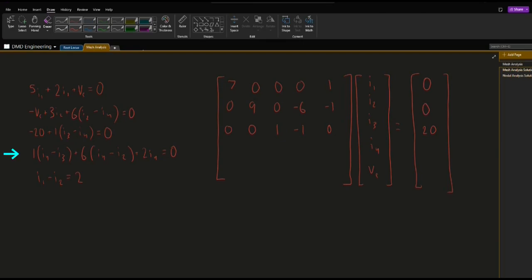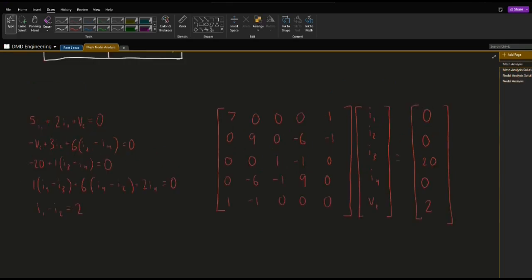Then on to the next equation. I1, looks like we don't have any I1. I2, we have this 6 times negative 1, or negative 6. I3, looks like we just have negative 1. And I4 will have 1 plus 6 plus 2, or 9. And VC doesn't show up in this one. And this one doesn't look like it has any constants, so we'll just have a 0 over on the right. Then for the last equation, real simple one, we have 1 I1 minus 1 I2, no I3, no I4, no VC, and that's equal to 2.